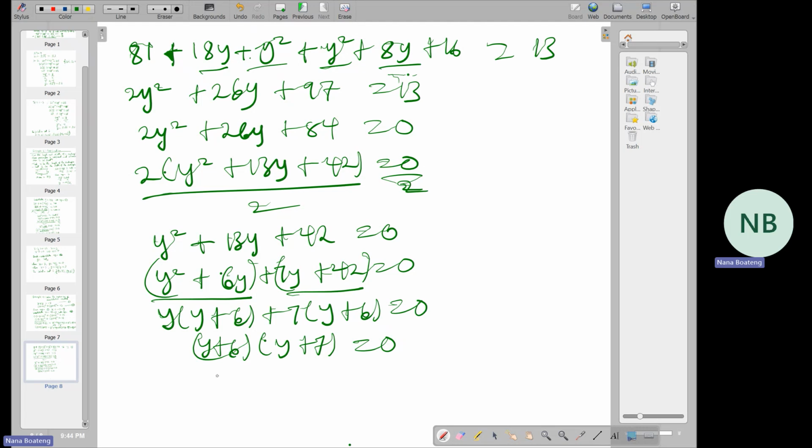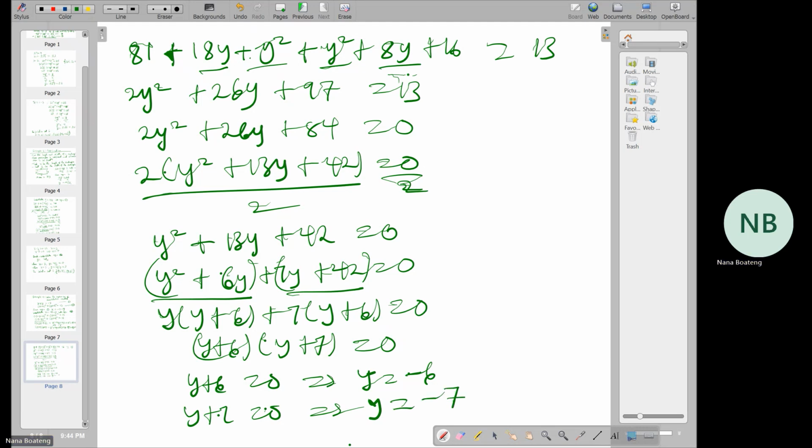So this means either y plus 6 is equal to 0, which implies y is equal to negative 6, or y plus 7 is equal to 0, which implies y is equal to negative 7. All right, so we have y is equal to negative 6, y is equal to negative 7.